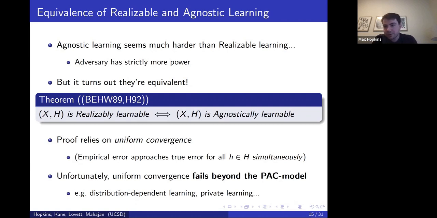And uniform convergence no longer really works over these models. In distribution dependent learning, for instance, there are classes that are learnable in one sample, but don't have the uniform convergence property. In private learning, uniform convergence doesn't imply learnability. So this no longer works. You can no longer characterize both things by uniform convergence and therefore claim that they're equivalent.